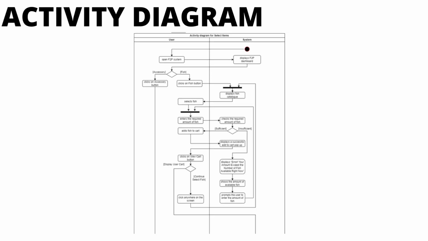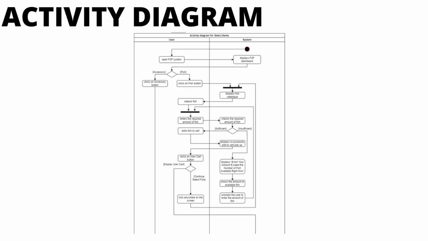As for the activity diagram, if the user opens the Fish to Pet system, the system will display the Fish to Pet dashboard. Then if the user clicks on the fish button, then the system will display the fish catalog. If the user clicks on the accessory button, then the system will display the accessory catalog.